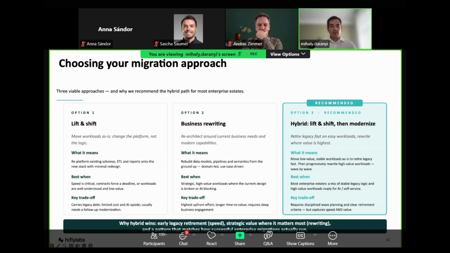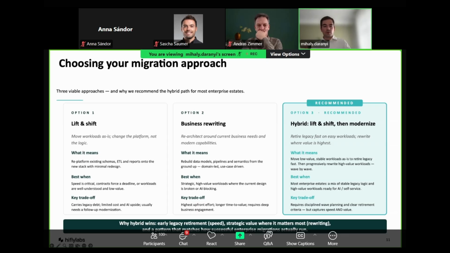It's really pushing right now. And the trade-off is real here. On the other hand, legacy debt is carried forward, so limited cost and AI upside can be experienced in the end, and usually the follow-up modernization wave is sometimes missing.